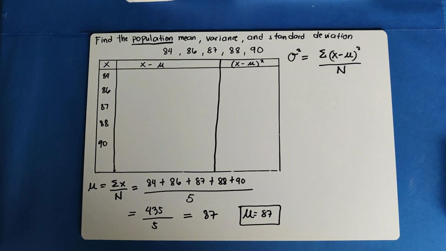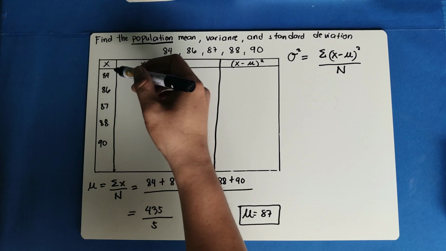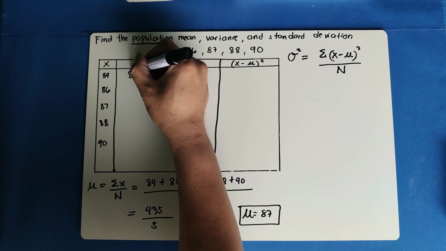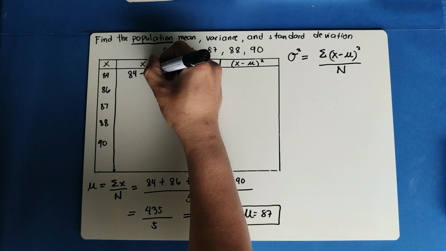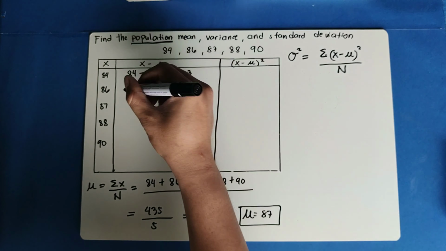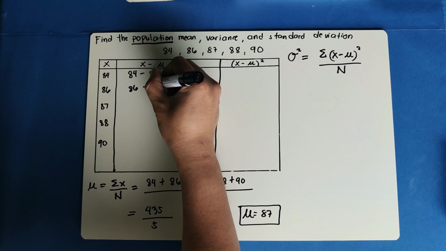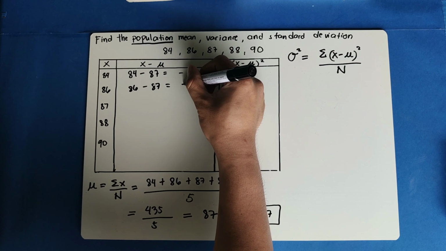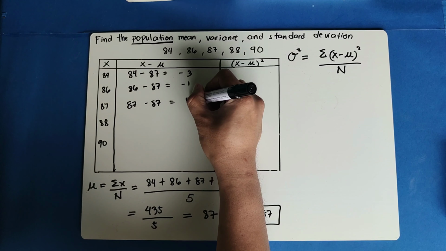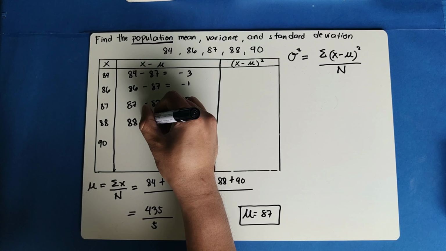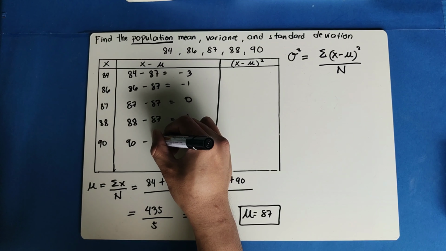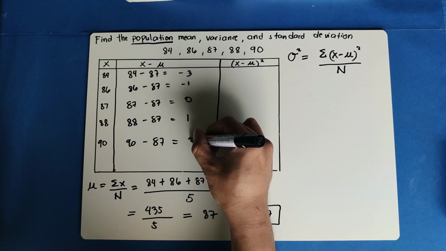Okay, so next, we are going to subtract 84 minus the population mean. So 84 minus 87, which is our population mean, the result is negative 3. Next, 86 minus 87, the result is negative 1. Then 87 minus 87, the result is 0. Next, 88 minus 87, the result is 1. And 90 minus 87, the result is 3.